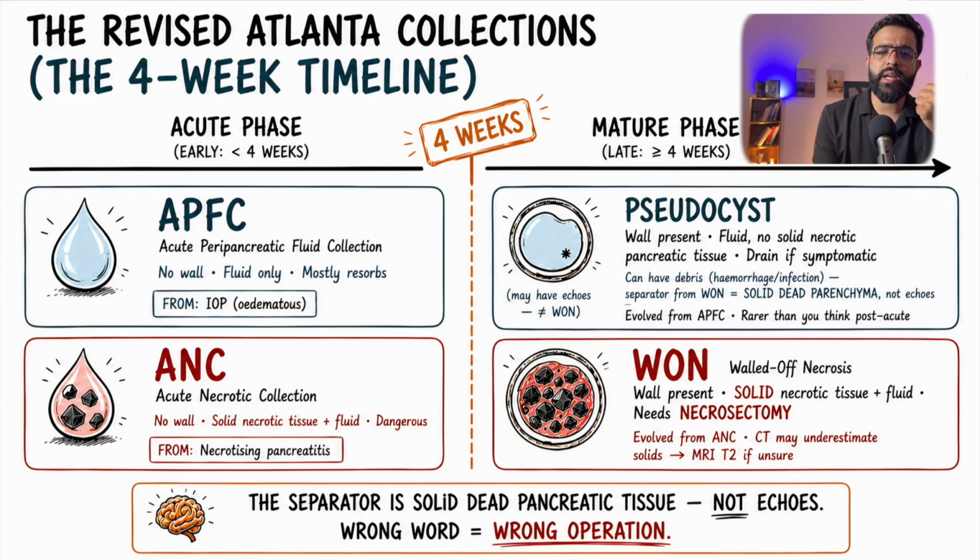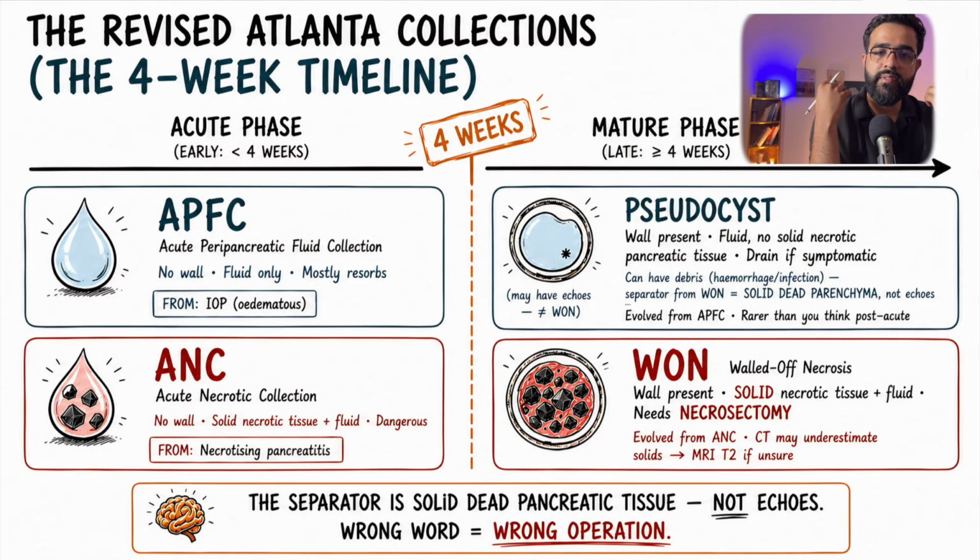Number 1 is acute peripancreatic fluid collection or pseudocyst. Early pancreatitis often produces fluid around the pancreas, in the lesser sac, in the perirenal spaces. This is APFC. It's peripancreatic. It has no defined walls. It's homogeneously fluid density. There are no solid components, confined by the normal retroperitoneal fascial planes. Most APFCs resolve spontaneously within 4 weeks, so we don't over-report them. And if they persist beyond 4 weeks and develop a well-defined wall, they become the pseudocyst.